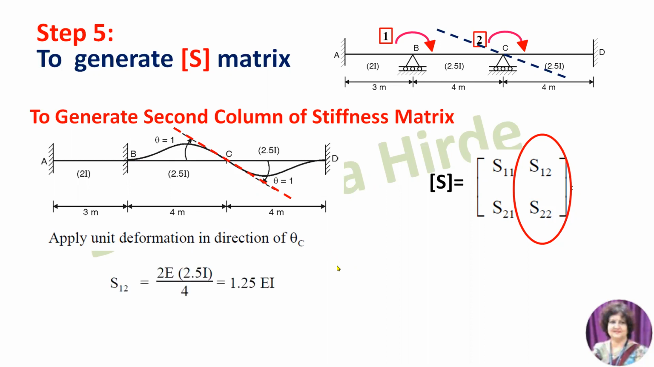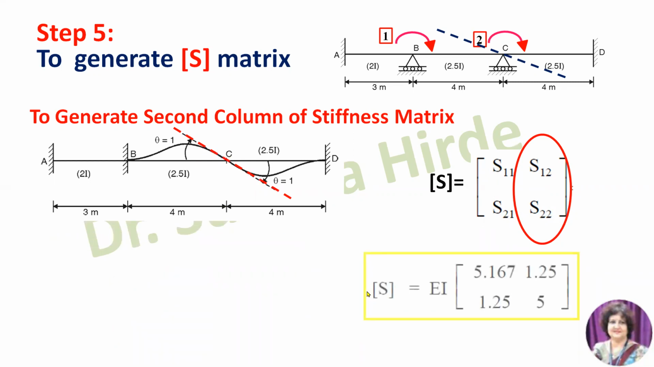So here we will get S12 is 2 EI by L, 1.25 EI. This is the moment developed here at B due to unit rotation at C, whereas S22 is the moment developed at 2 due to unit rotation at 2. So we will get 1.25 EI and 5 EI. Remember that this stiffness matrix is a symmetric matrix. So these values are always positive and these values are the same because it is a symmetric matrix. So S12 is always equal to S21. So we get 1.25 EI.